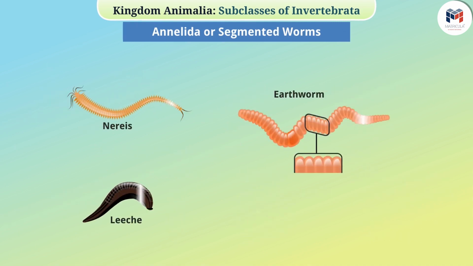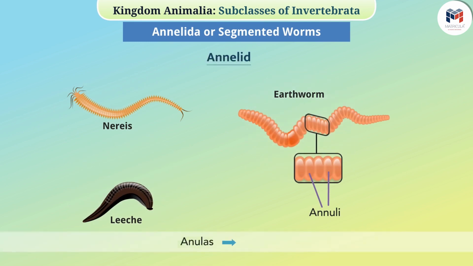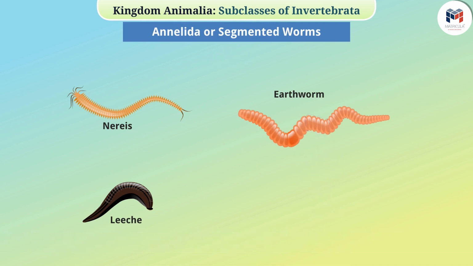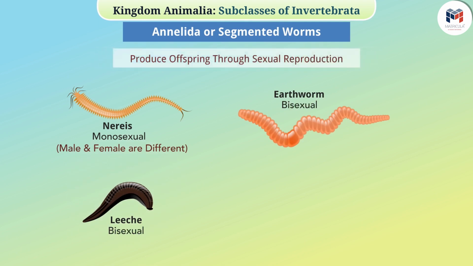Their body is externally divided into segments. The various segments are connected to each other by ring-like structures. These ring-like structures are called annuli. Due to these characteristics, organisms in this group are called annelids. Annulus in Latin means small rings. Among them, some animals like Nereis are unisexual, that is, male and female are different, and some animals like earthworm and leech are bisexual. They produce offspring through sexual reproduction.